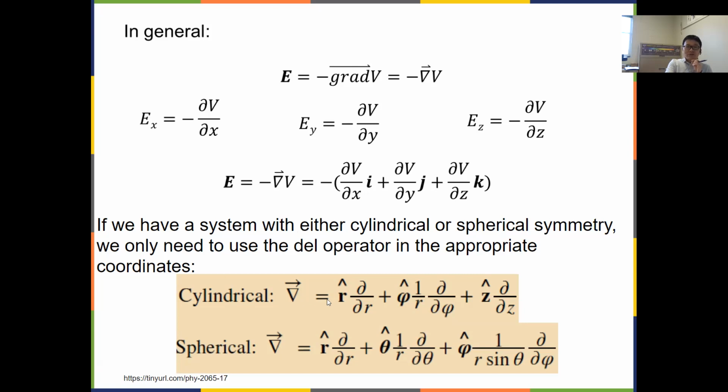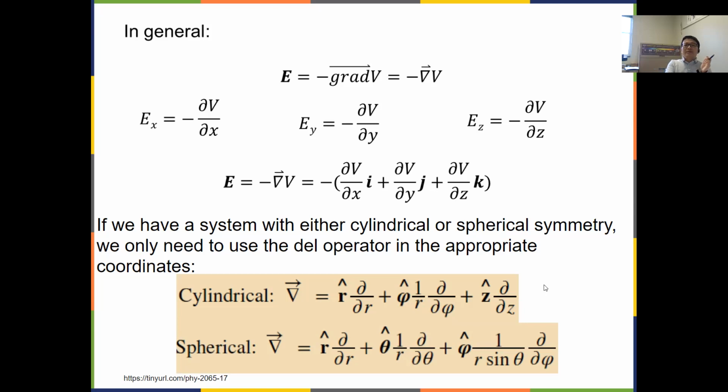In cylindrical coordinates, it becomes a little bit different when you do the gradient. There's the radial direction, partial derivative over r, but in the angular direction phi, it will be 1 over r, the radius, times partial over partial phi, and in the z direction, partial over partial z. In spherical, it changes to this.